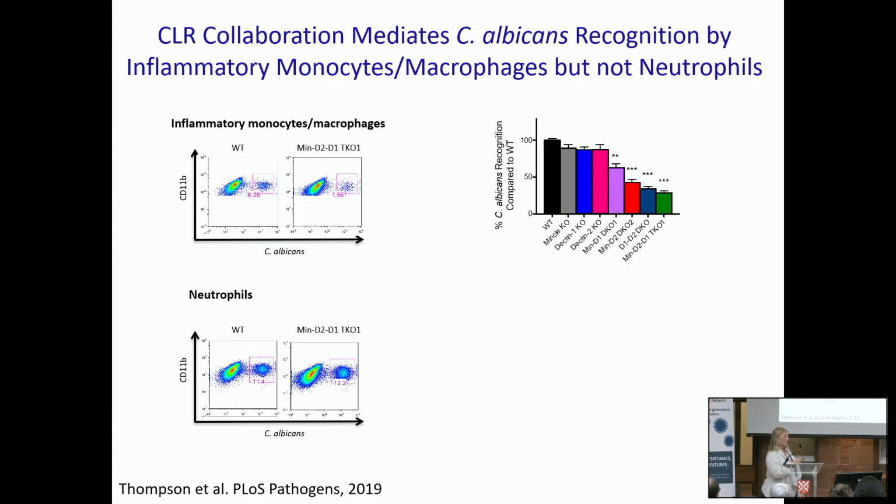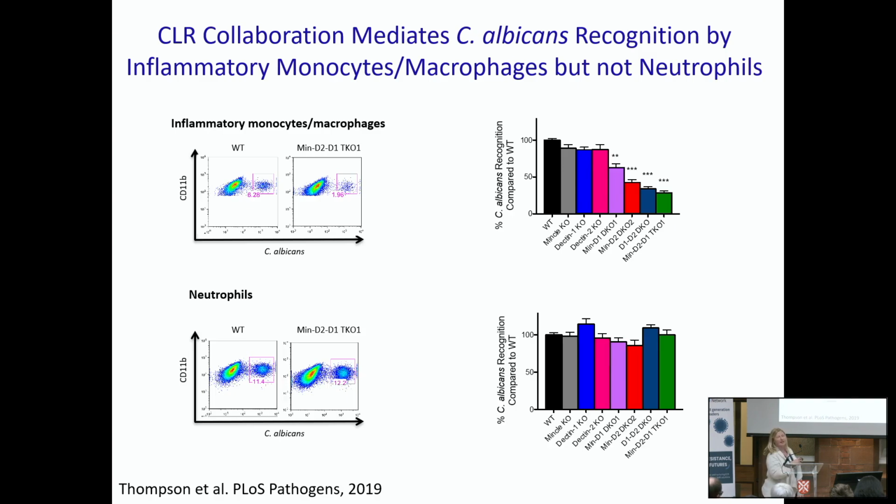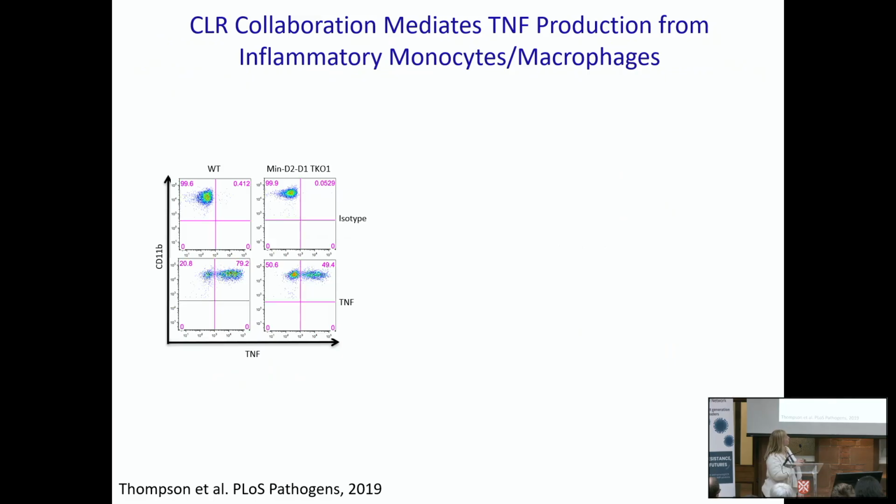So in these cells, it seems that all three receptors actually contribute to that recognition of Candida albicans. In the neutrophil population, however, we really didn't see any significant effect. So it seems that other receptors are doing more of the recognition and binding for the neutrophils.